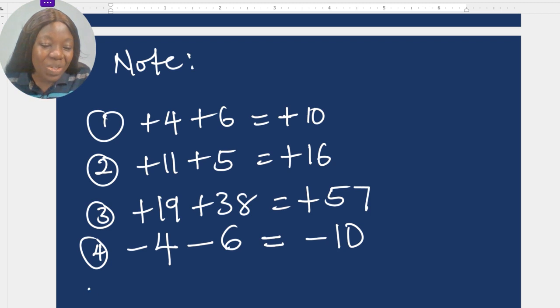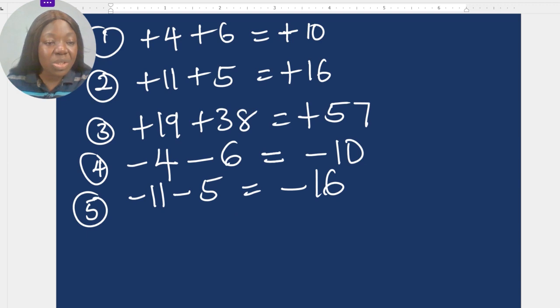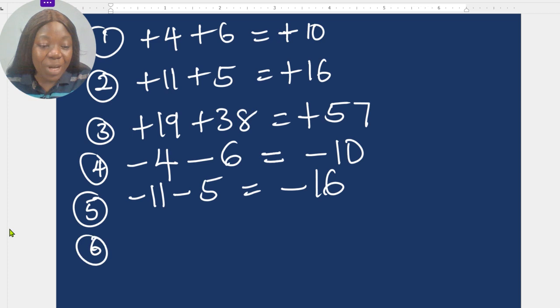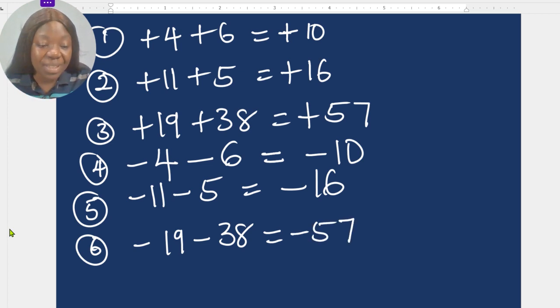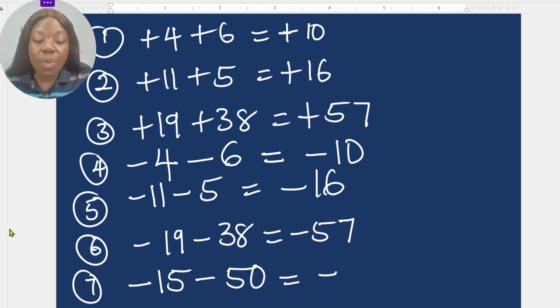All right, so look at the fifth one. Minus 11 minus 5 is equal to minus 16. And I'm really going to do more of this because many students do have issues when trying to calculate this. They forget easily. Minus 19 minus 38 is equal to minus 57. So take note that something like minus 15 minus 50 will be equal to minus 65.